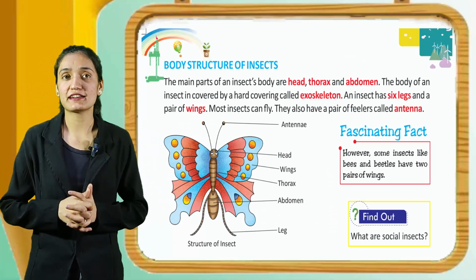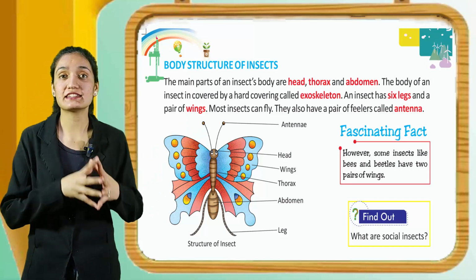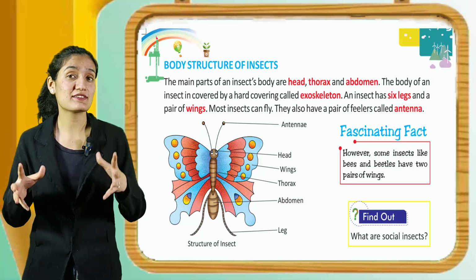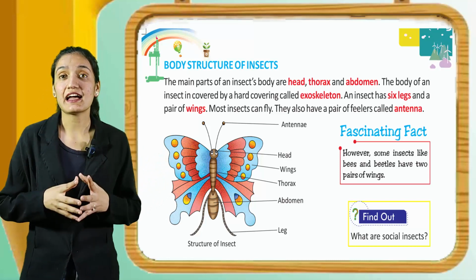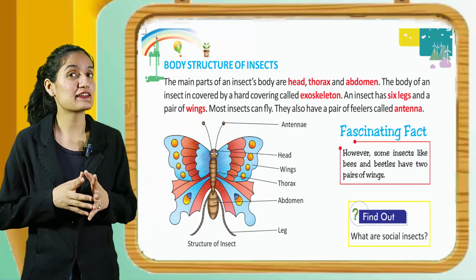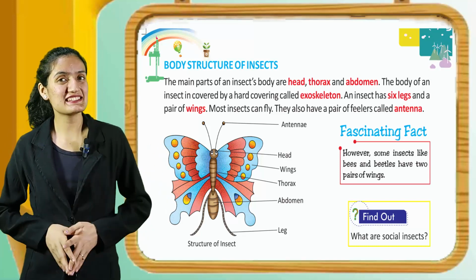Body structure of insects. The main parts of an insect's body are head, thorax and abdomen. The body of an insect is covered by a hard covering called exoskeleton. An insect has 6 legs and a pair of wings. Most insects can fly. They also have a pair of feelers called antennae.